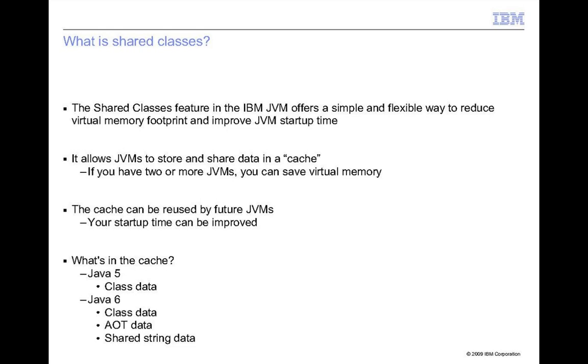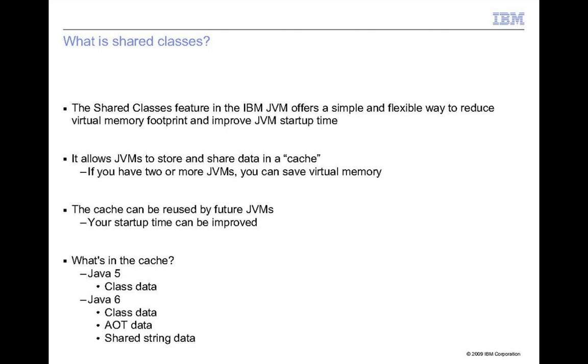Another thing we store in Java 6 is shared string data. It turns out that a lot of the memory used by Java applications relates to strings. So by sharing that data, we're able to reduce the costs and save virtual memory.